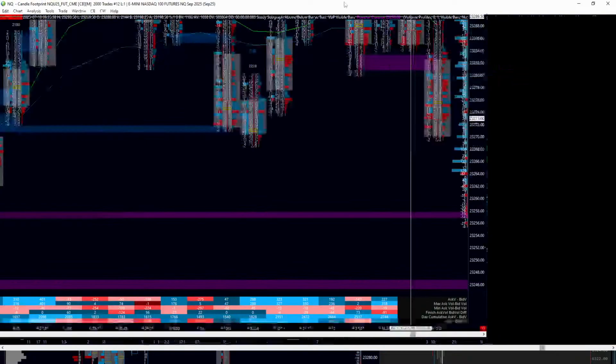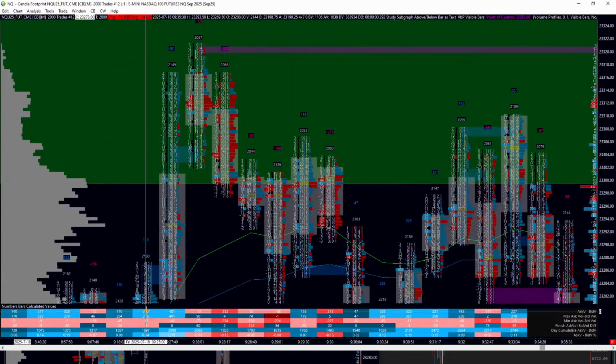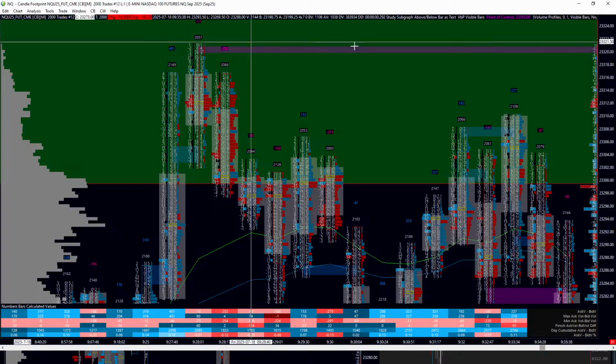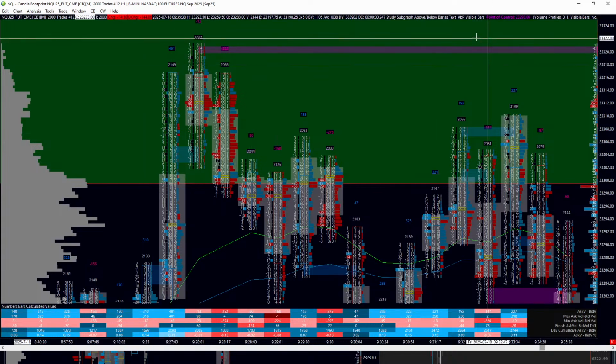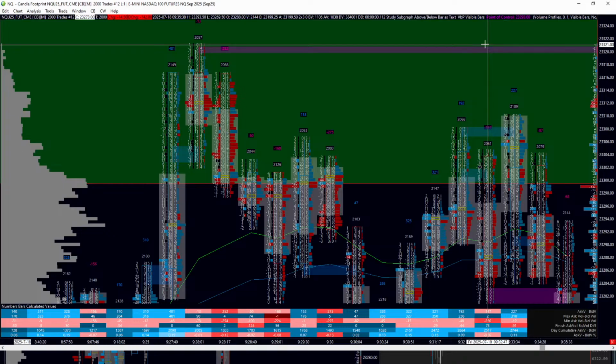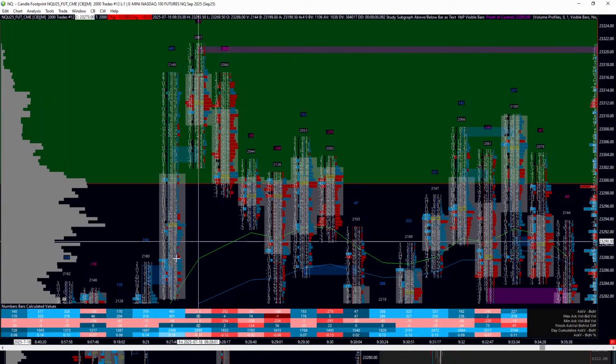Right, so looking at the footprint, you can see it very clearly here. You can see the delta. I've got the delta at the top, and it highlights in light blue anytime buyers get really aggressive. So you can see here buyers are getting really aggressive because delta is highlighting strong.